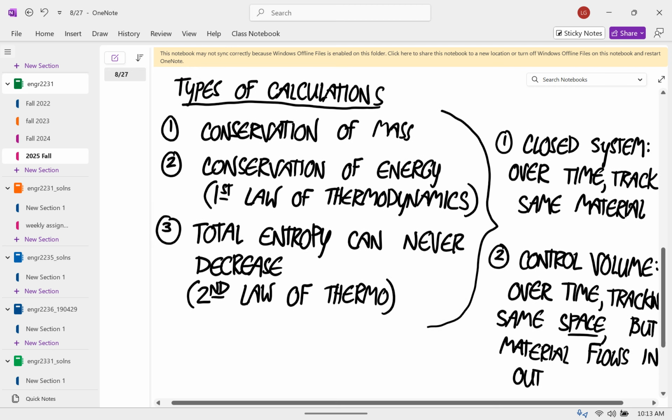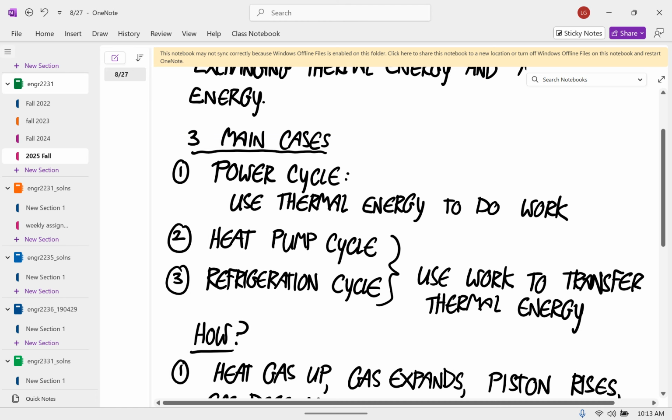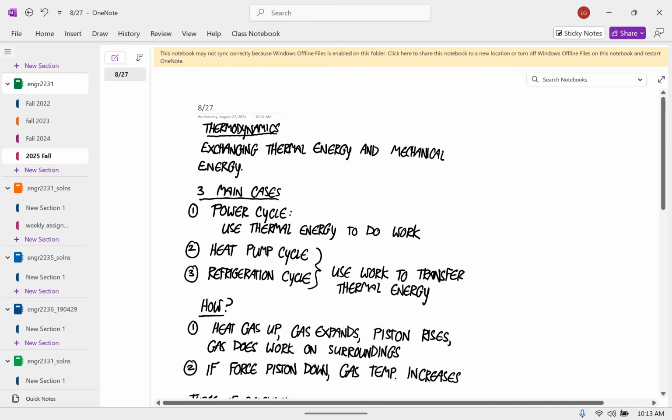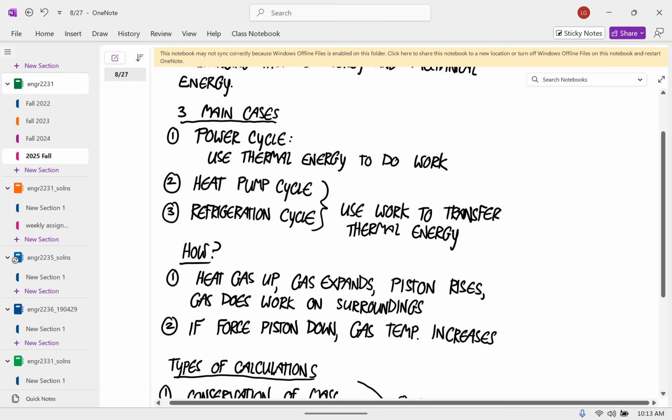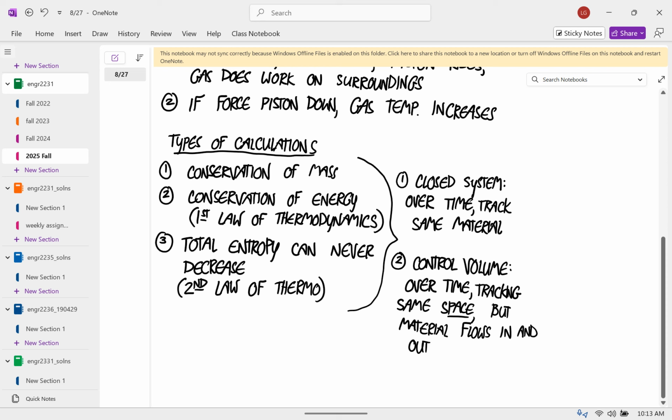Okay, so pretty much everything that we do in this class is going to relate to this summary of things. We're going to be dealing with the power cycle, heat pump cycle, and refrigeration cycle. And we're going to be doing it by looking at conservation of mass, conservation of energy, and the second law of thermodynamics that says entropy can't decrease. Okay, that's about it for the class, really. But obviously, there's a lot of little things we need to learn along the way.